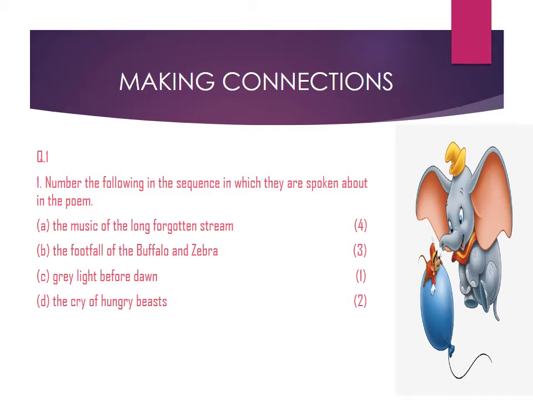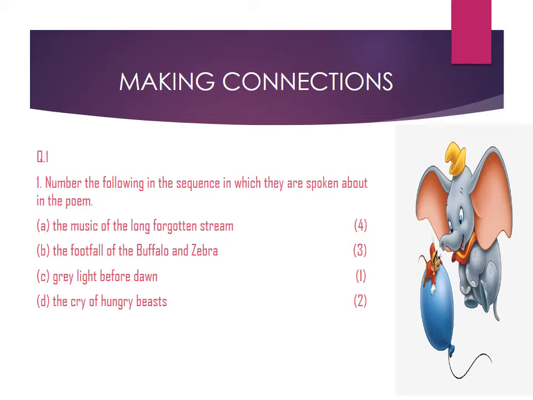Children, first exercise is making connections. Making connection, and the question is number the following in the sequence in which they are spoken about in the poem. I am going to read all the sentences together. A. The music of the long forgotten stream. B. The footfall of the buffalo and zebra. C. Grey light before dawn. D. The cry of hungry bees. So children, you have to put these sentences in correct order.